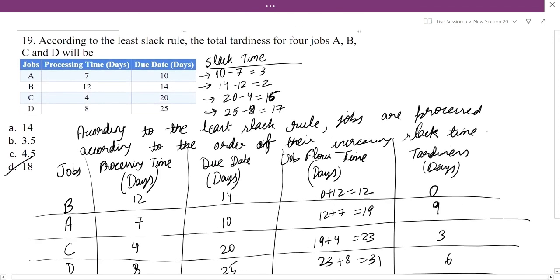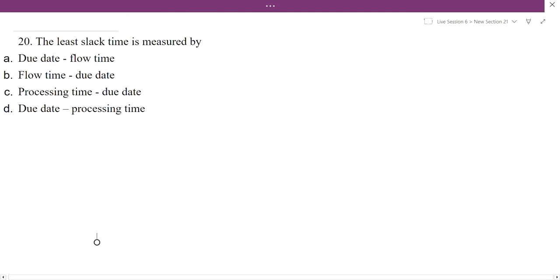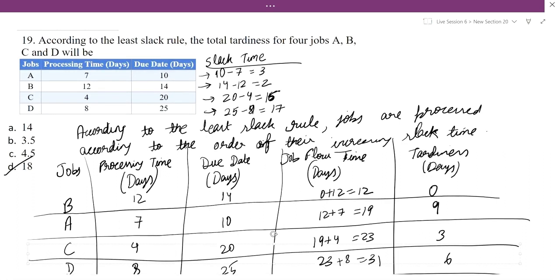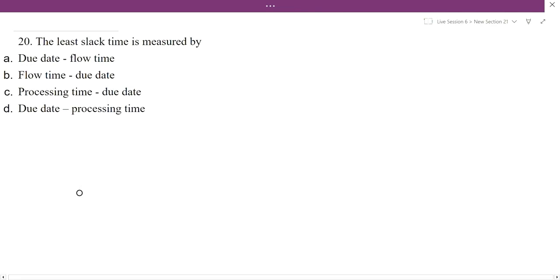Okay, so moving on to the last question. The least slack time is measured by which of the following? We just discussed this question. Is it flow time minus due date, or due date minus processing time? So the correct option is due date minus processing time.